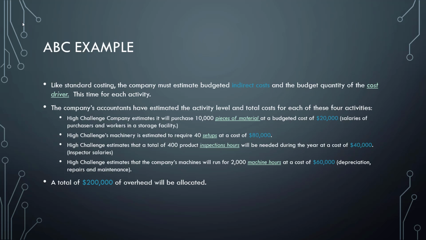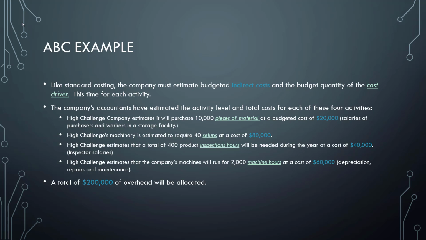They estimate it's going to take 400 inspection hours in total to look over all of the bikes that they make, be they mountain or touring. And in total, they're going to have to pay $40,000 in inspector salaries to properly inspect the goods they are producing. And then lastly, they're going to run machines for 2,000 machine hours during the period. And in total, they're going to incur $60,000 of costs to do so. And this could be things like the depreciation, repairs and maintenance, utility costs, if that goes in there. All of those costs are going to total up to $60,000 for their machining activity for the period.